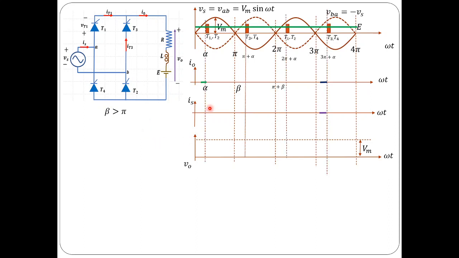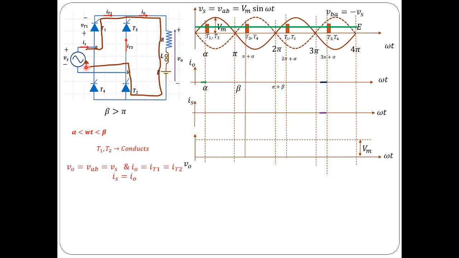Now thyristor 1 is fired at omega t equal to alpha, and during this particular period, T1 and T2, which are already forward biased, are driven into forward conduction mode. So current would flow from source to T1 and then load and then come back to source through T2. This is the direction. During this period, voltage across load would be the same as source voltage. Current through load is the same as thyristor 1 current, thyristor 2 current, and also the same as the source current. Now let us indicate that.